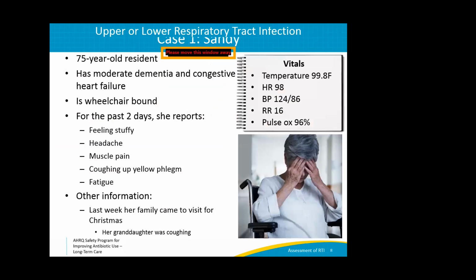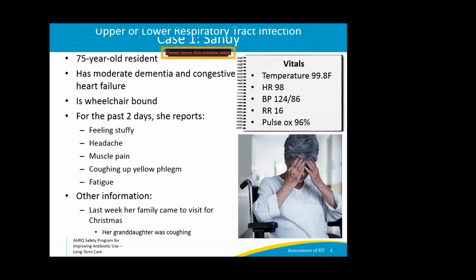So let's move on to discussing some cases. First, we have the case of Sandy. She is a 75-year-old woman living at your facility who has moderate dementia and congestive heart failure. She's also wheelchair bound at baseline.